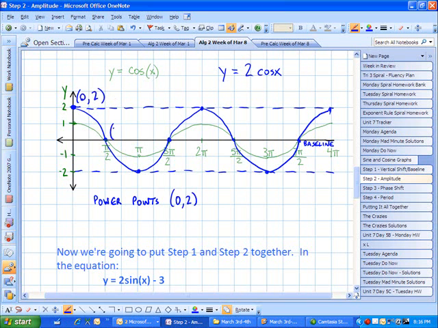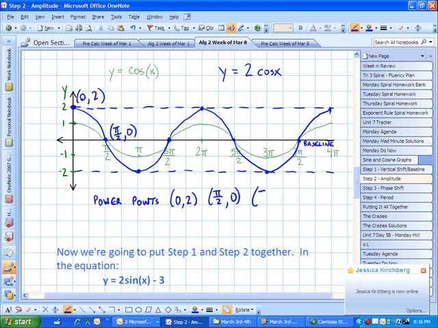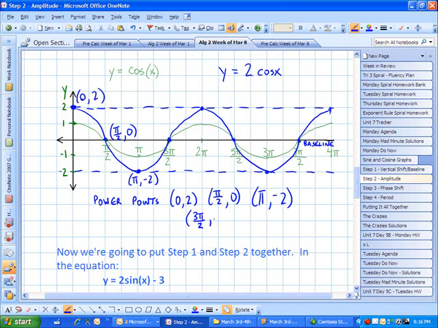This is another one here, over at pi halves, 0. Another one down here at pi negative 2. Another one over here at 3 pi halves, 0. And the 5th power point is the one that ends our cycle here at 2 pi 2.